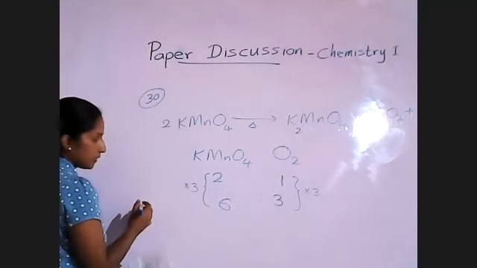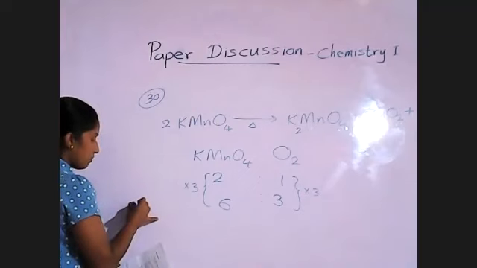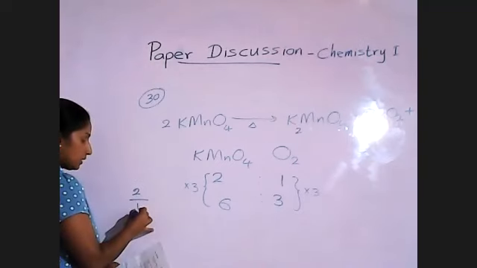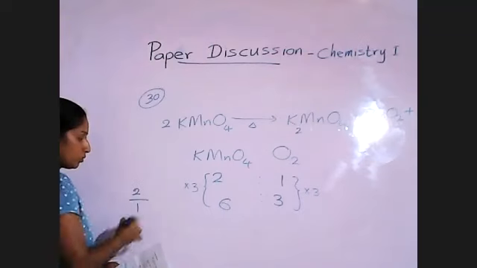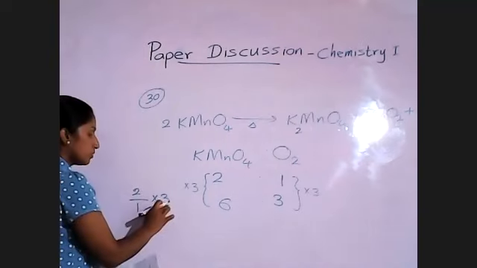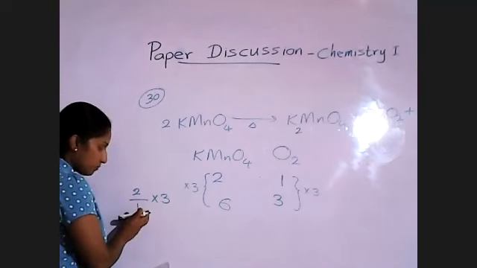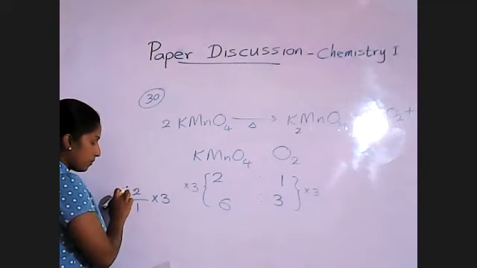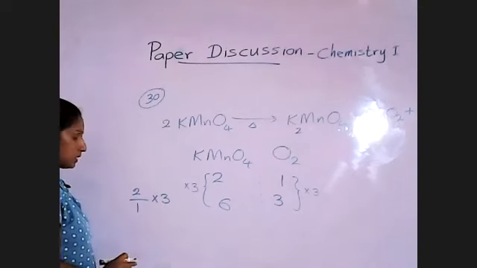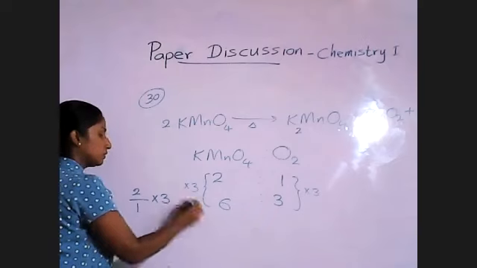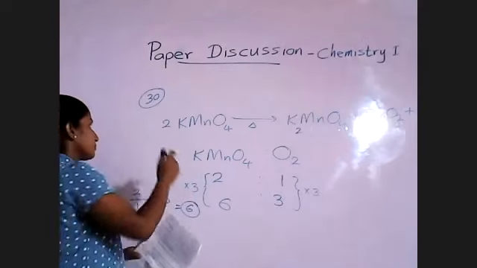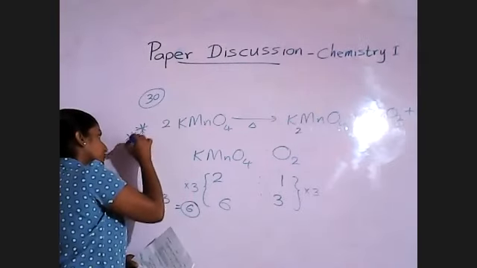1 oxygen is given by the decomposition of 2 moles. To get 1 mole of oxygen, we have to decompose 2 moles of potassium permanganate. Then to get 3 moles of oxygen, 2 into 3, that means 6. What is the answer? Fourth one. And there are some important things regarding this one.